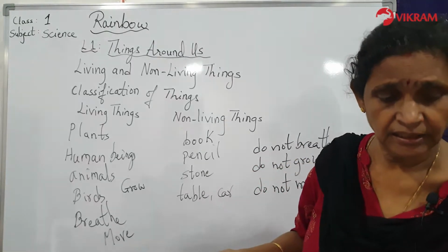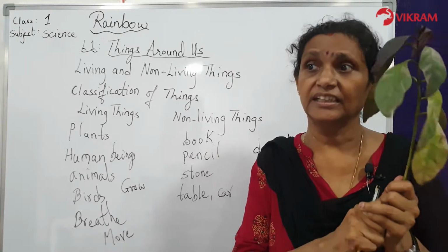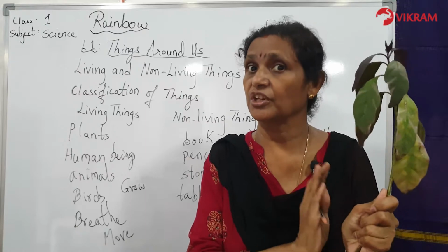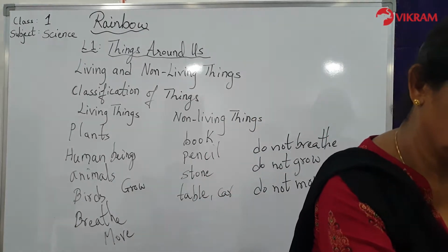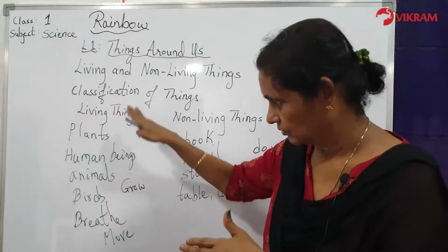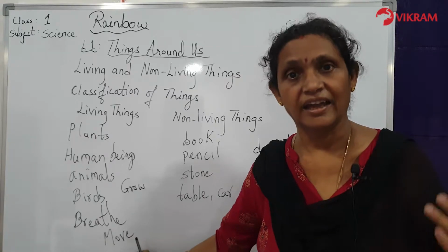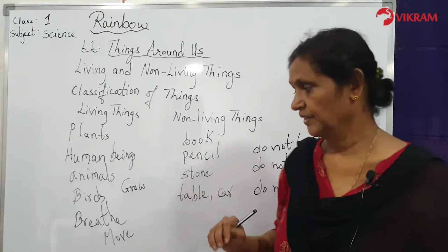The only thing is plants, they are living things. Only thing they cannot move because they are fixed in the soil. These are the things which cannot move, but they are living things. So anything that moves, birds, animals, human beings are having qualities of living things. They are called living things.